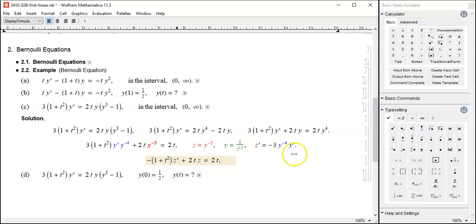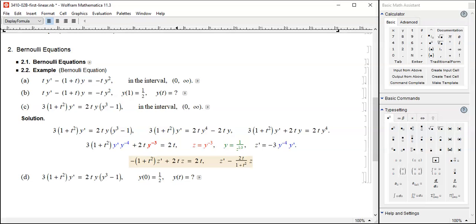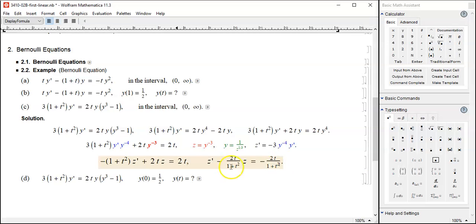Divide everything by this leading coefficient, and it's z prime minus 2t divided by 1 plus t squared z equals to 2t, but I have to divide by negative of 1 plus t squared, so I need a negative sign here. And there are fractions, so let me rewrite it so that I can see this better. It's a little bit hard to read.